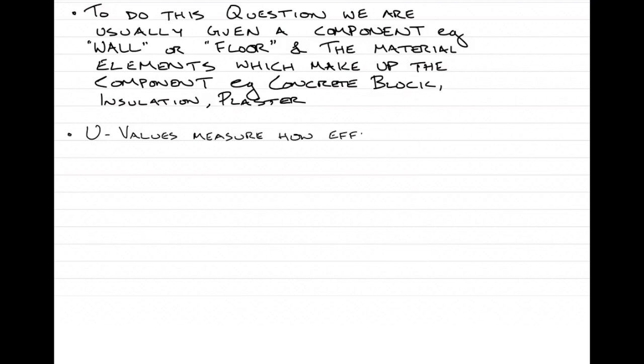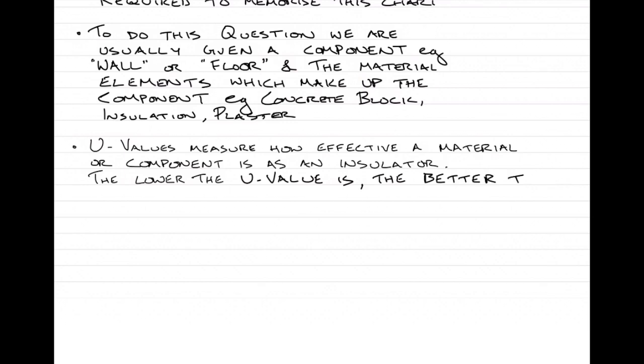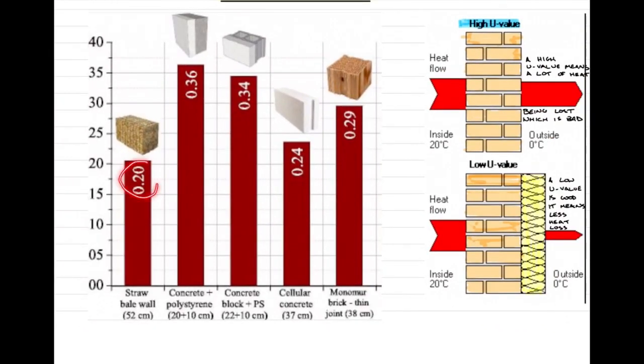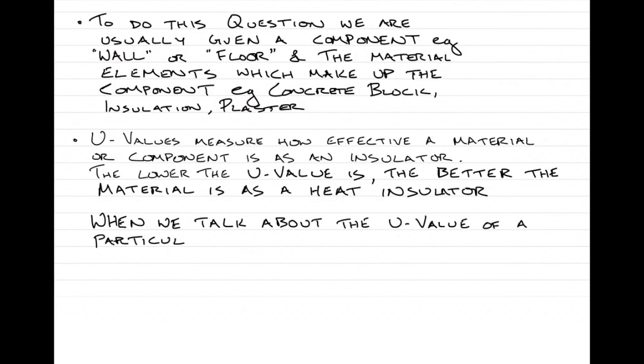U values measure how effective a material or component is as an insulator. The lower the U value is, the better the material is as a heat insulator. So we can see straw bale very low, and then the concrete block beside it is actually higher. So the straw bale would be a better heat insulator, surprisingly, but it is.